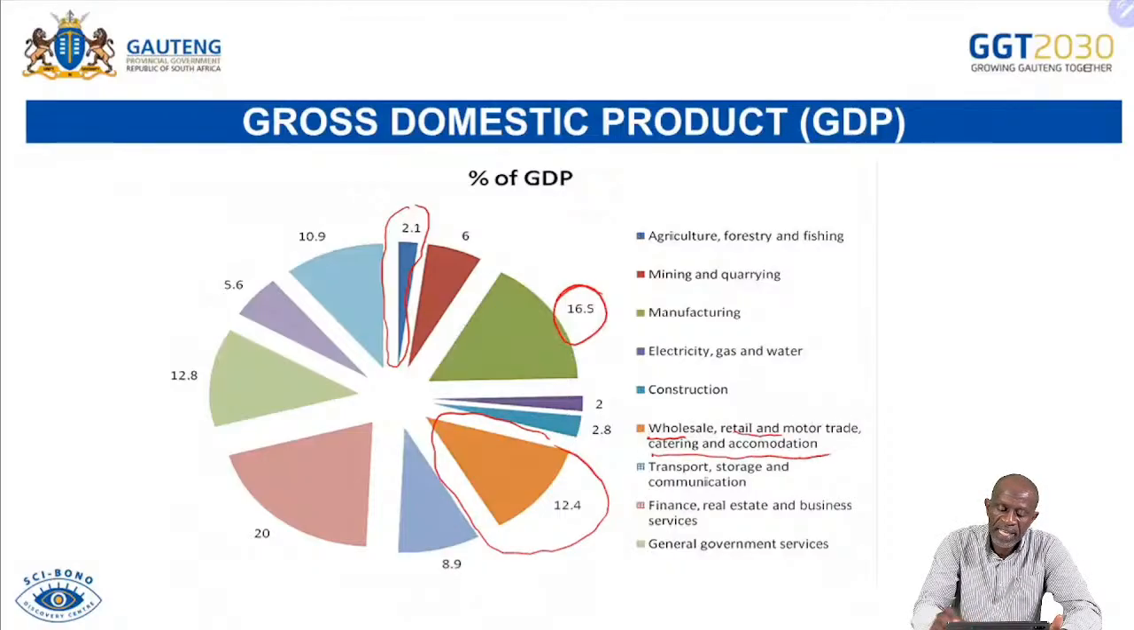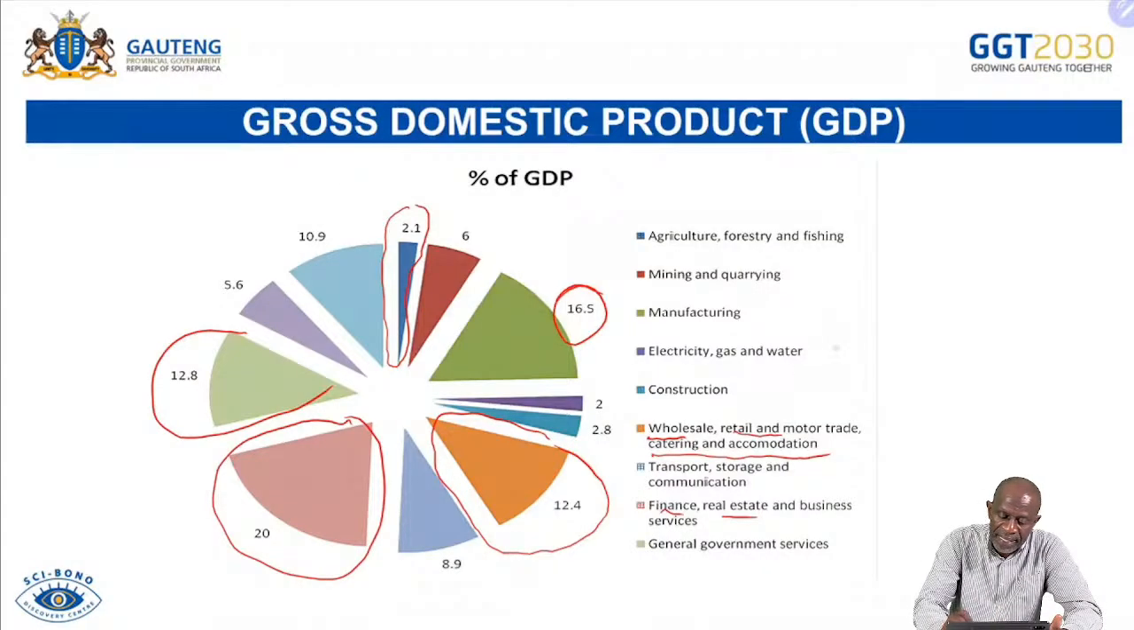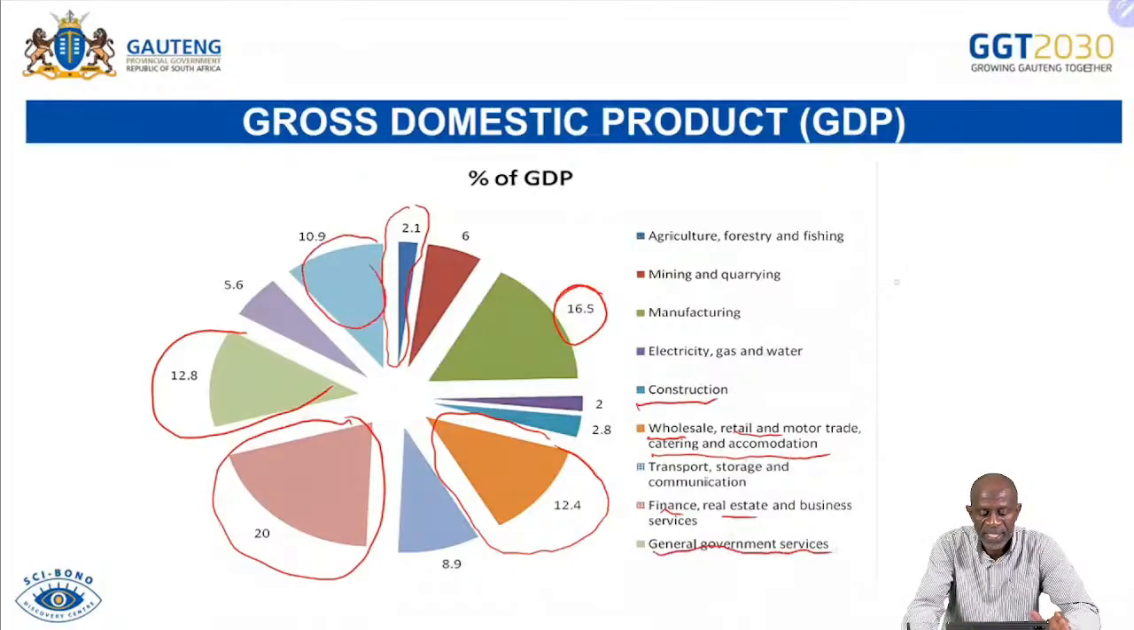trade, and catering and accommodation. I'm only pointing out the biggest contributors to the gross domestic product. And as you can see, this one at 20% is finance, real estate, and business services. We also have this light green, which represents general government services, and we also have this blue color, which represents construction.